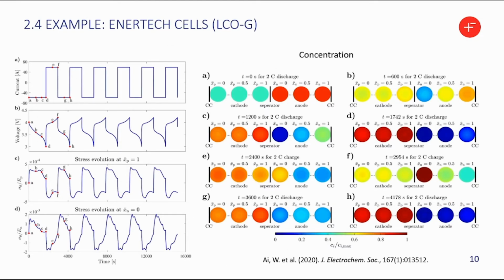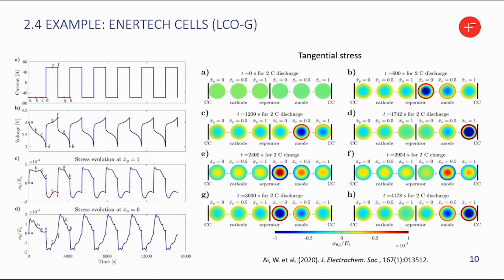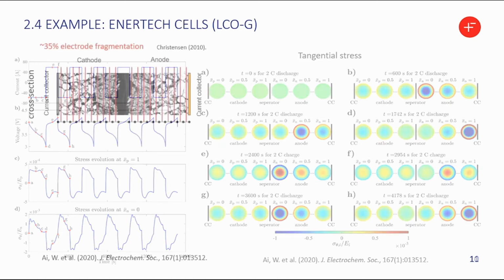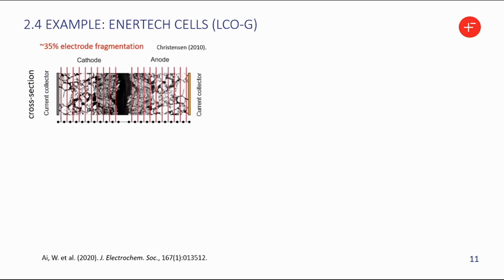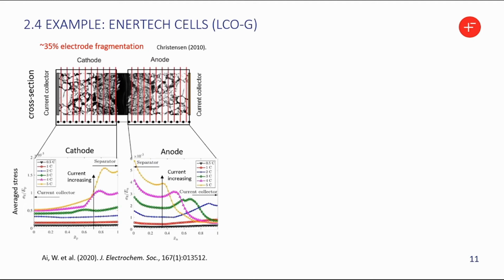We calculated the results at different time steps marked from A to H, and the results are on the right-hand side. From this plot, we can see that the electrode particles close to the separator have more lithium concentration gradients. Those gradients lead to high stress close to the separator. This result can be used to explain the localized electrode fragmentation in experiments. When the current is increasing, there is more stress generated close to the separator, which leads to particle fragmentation.